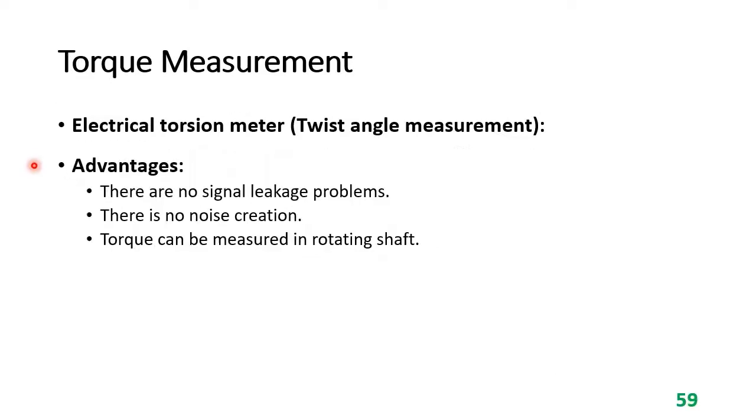So here are three main advantages of the electrical torsion meter. The first one is that there is no signal leakage problem. The second one is that there is no noise creation, because we are not using slip rings here, so no contact resistance problem and hence no noise creation. The third one is that torque can be measured in rotating shafts.